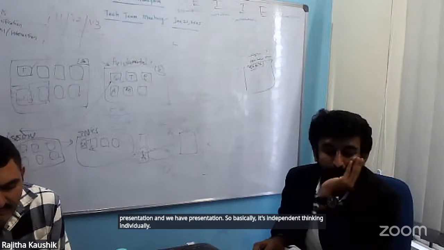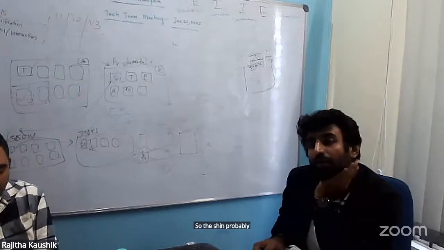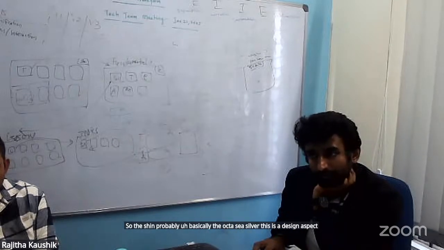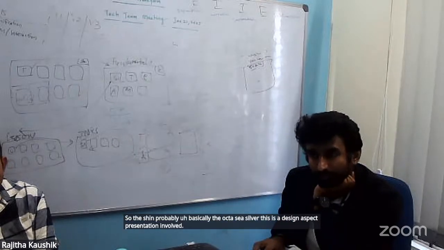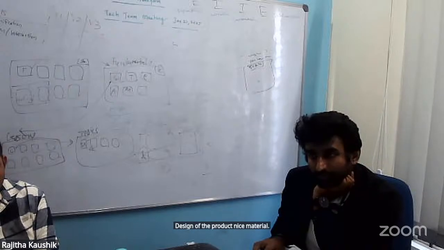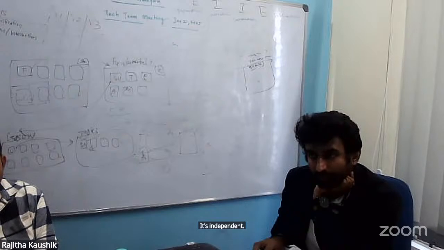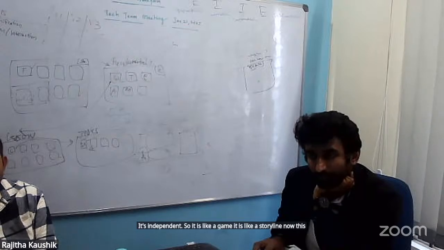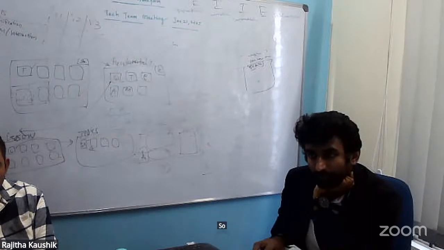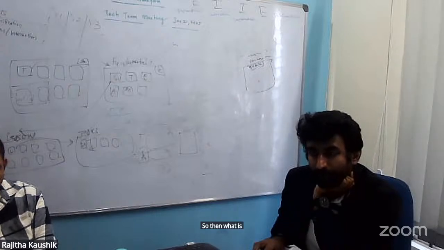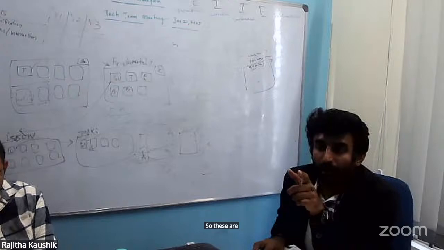So Darshan, basically the Octalysis here, this is a design aspect, presentation and all. It is designed for flexibility. Our discussion of Octalysis is not dependent on design. It's independent. It is like a game, like a storyline. Now this has to be applied on the storyline. Is the storyline satisfying from all angles? Then whatever is required in the design, we can do. So these are two independent activities. It's not after this, after that.